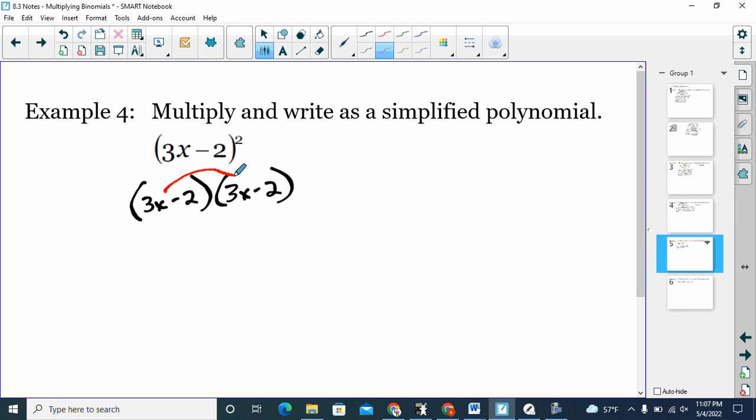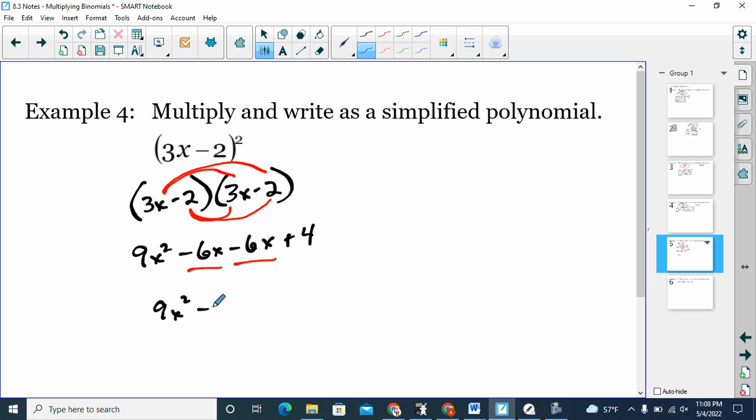We multiply the first terms together. 3x times 3x is 9x squared. The outside terms, 3x times minus 2 is minus 6x. The inside terms, again, minus 6x. And the last terms, negative 2 times negative 2. We do have some like terms that we can combine here. This negative 6x minus 6x. Negative 6 minus 6 gives me negative 12. 9x squared minus 12x plus 4.